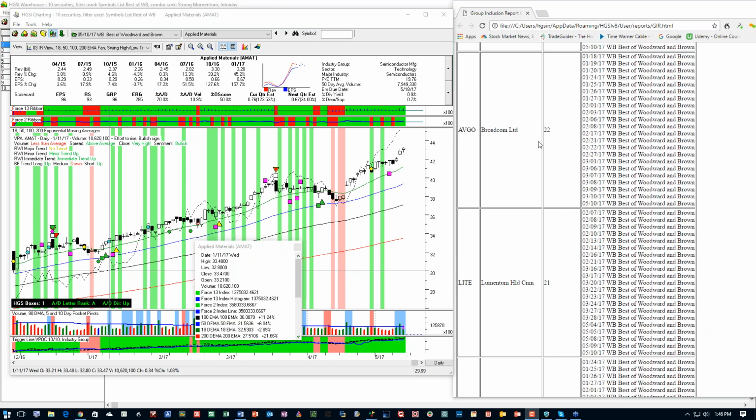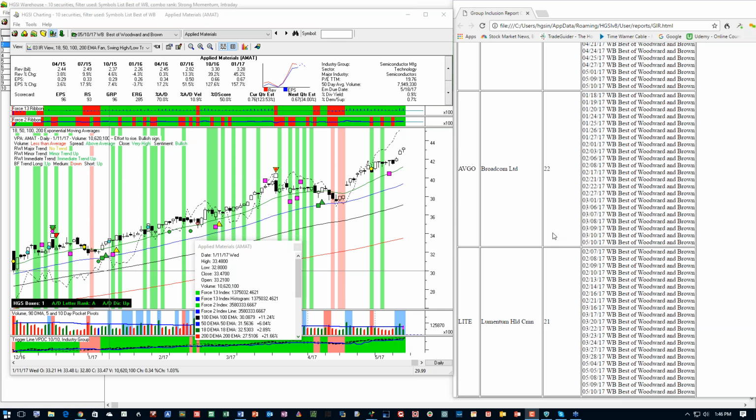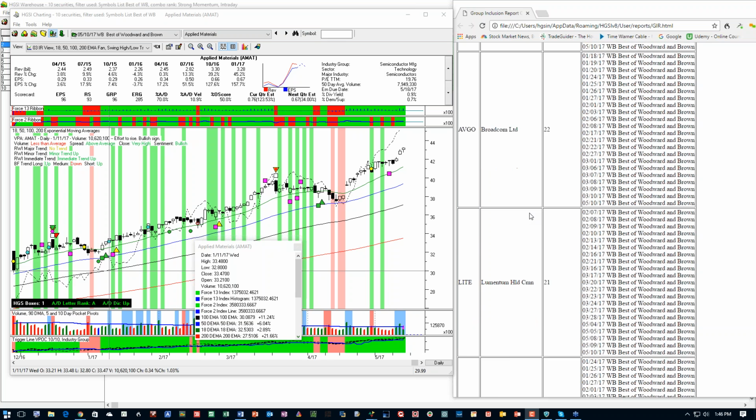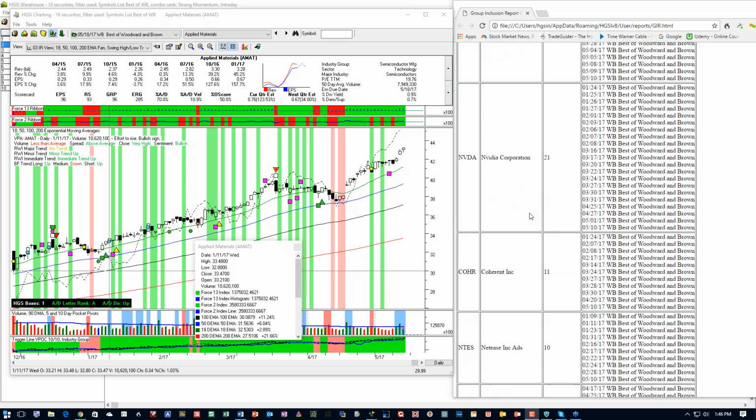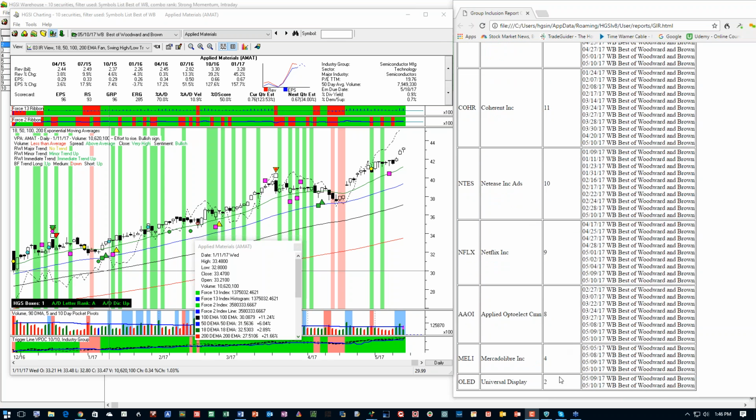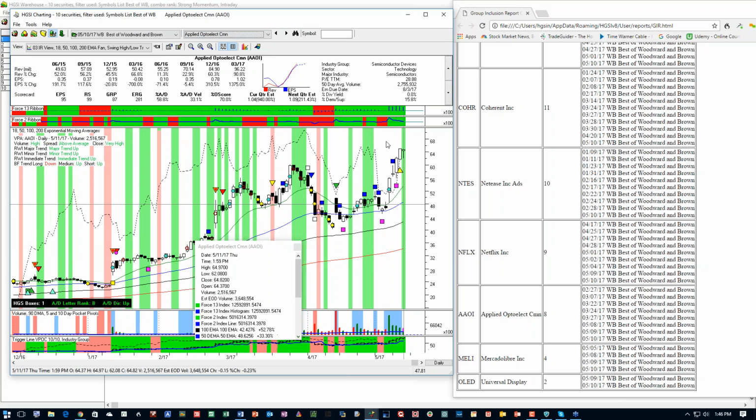Okay, let's look down at the next stock. Now here's Broadcom. First, before I spend much time on all these, I'm just going to go down through each of these. These are all well-known stocks. And you can see the numbers diminish as we get down to the bottom. Here's AAOI.